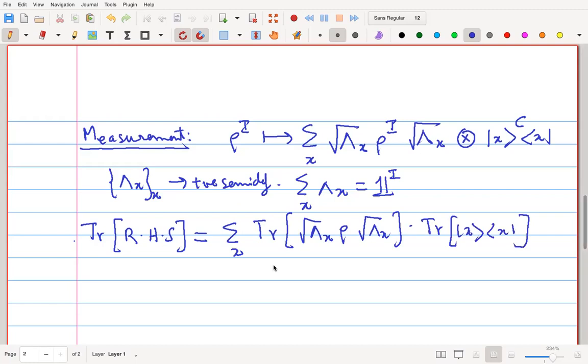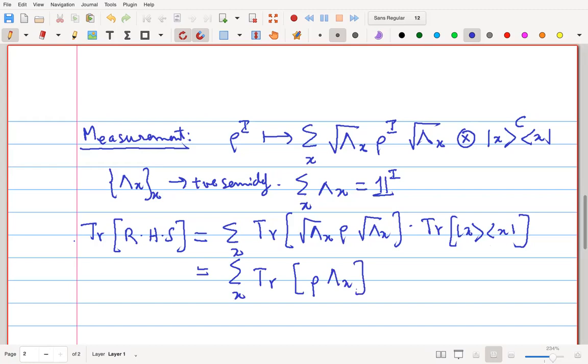But this I know, this is like ket 0 bra 0. So this is basically, in fact, a diagonal density matrix with a 1 in the x-th location and 0 everywhere else. So of course this is trace 1, no problem. But what is the trace of this? Here I'll use the cyclic property of trace. So this is trace rho, but I'll now move square root lambda x to the right. So square root lambda x times square root lambda x will give me lambda x.